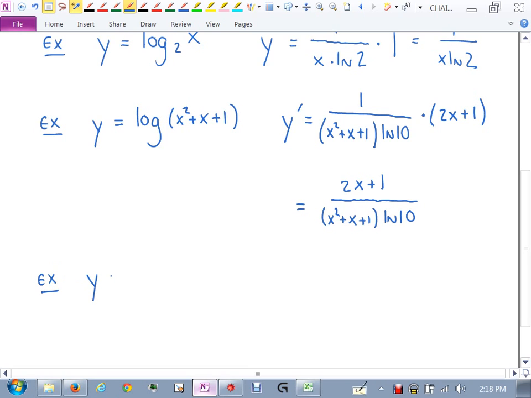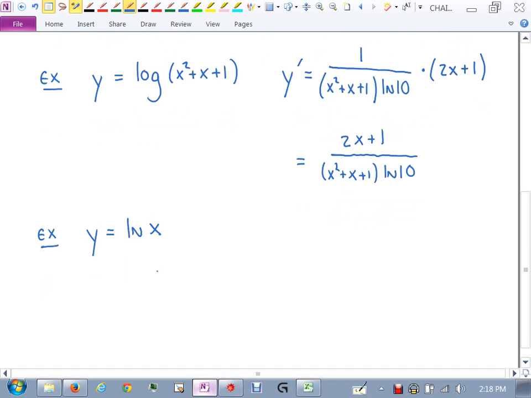What if y is equal to the natural log of x? So what's u for us here? x, so it's 1 over x, natural log of... careful, e, right? Because if it's just a log, L-O-G, it's base 10. If it's ln, that's e.